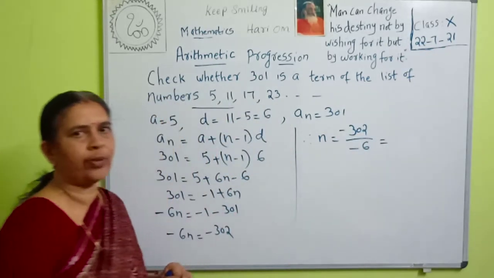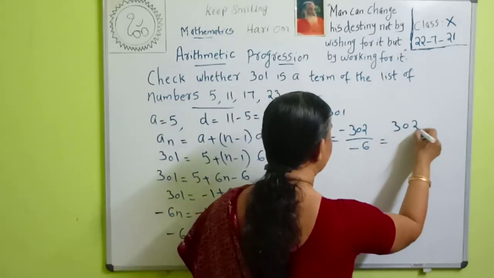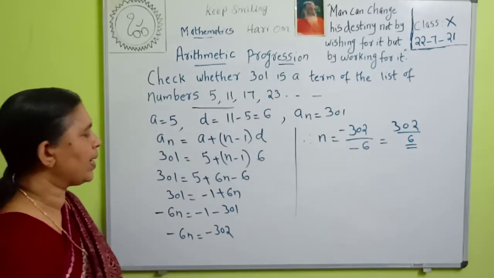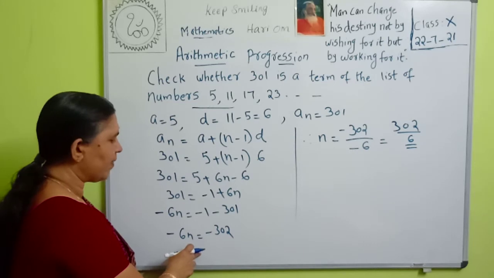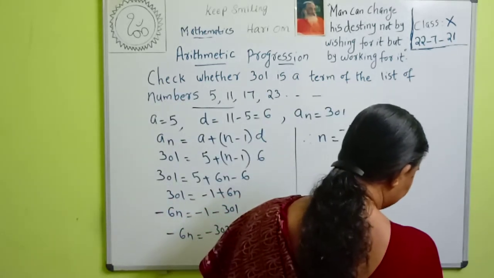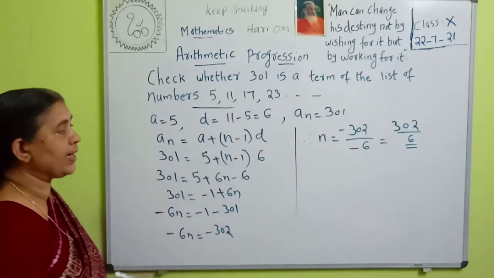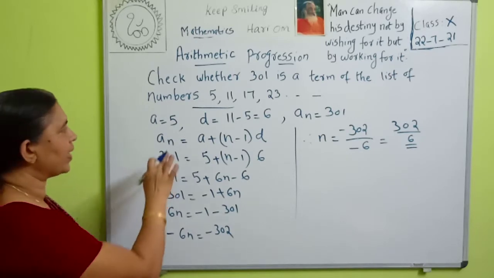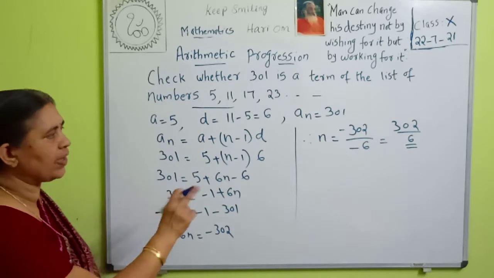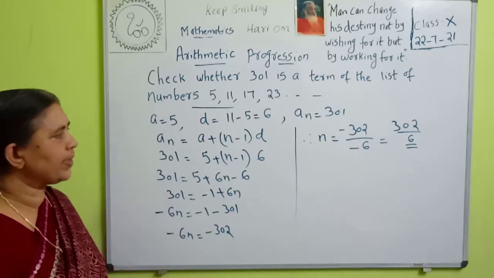The numerator and denominator both are negative. Therefore, the answer is positive. So we can write it as 302 by 6. Therefore, n is equal to 302 by 6. Here you are asked to find whether 301 is a term of the AP. Here n is equal to 302 by 6. Here n is not a positive integer. If 301 is a term of the AP, then n must be a positive integer. Here what is the value of n? n is equal to 302 by 6. So n is not a positive integer.